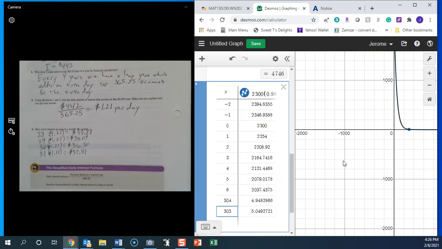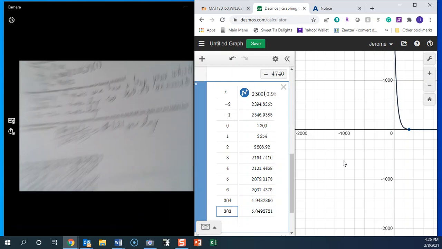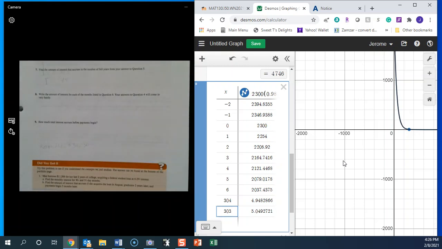Now at the bottom here, they basically have what we went over, the simplified daily interest formula, which is the daily interest amount, principal balance times the interest rate, all over 365.25. And the monthly interest amount is the daily interest amount times days in a month. All right. So now we move on.